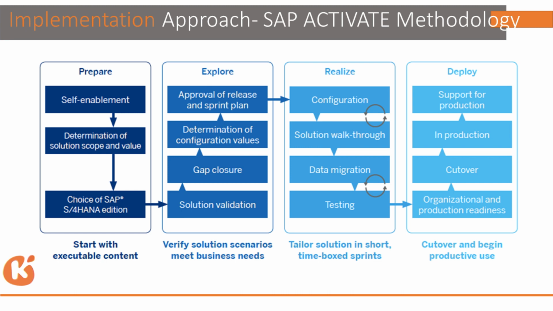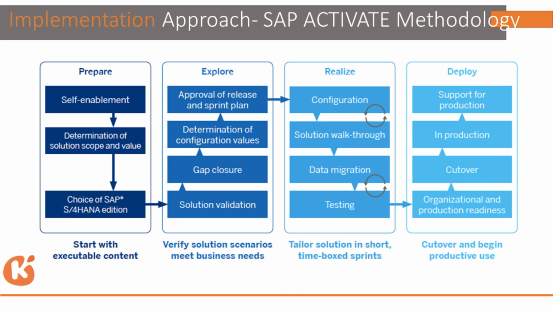I don't see that. So we only have four. For Activate, there are only four: prepare, explore, realize, deploy. There is another called run, which is nothing but hypercare. And before run, there's nothing like a discover phase, nothing.